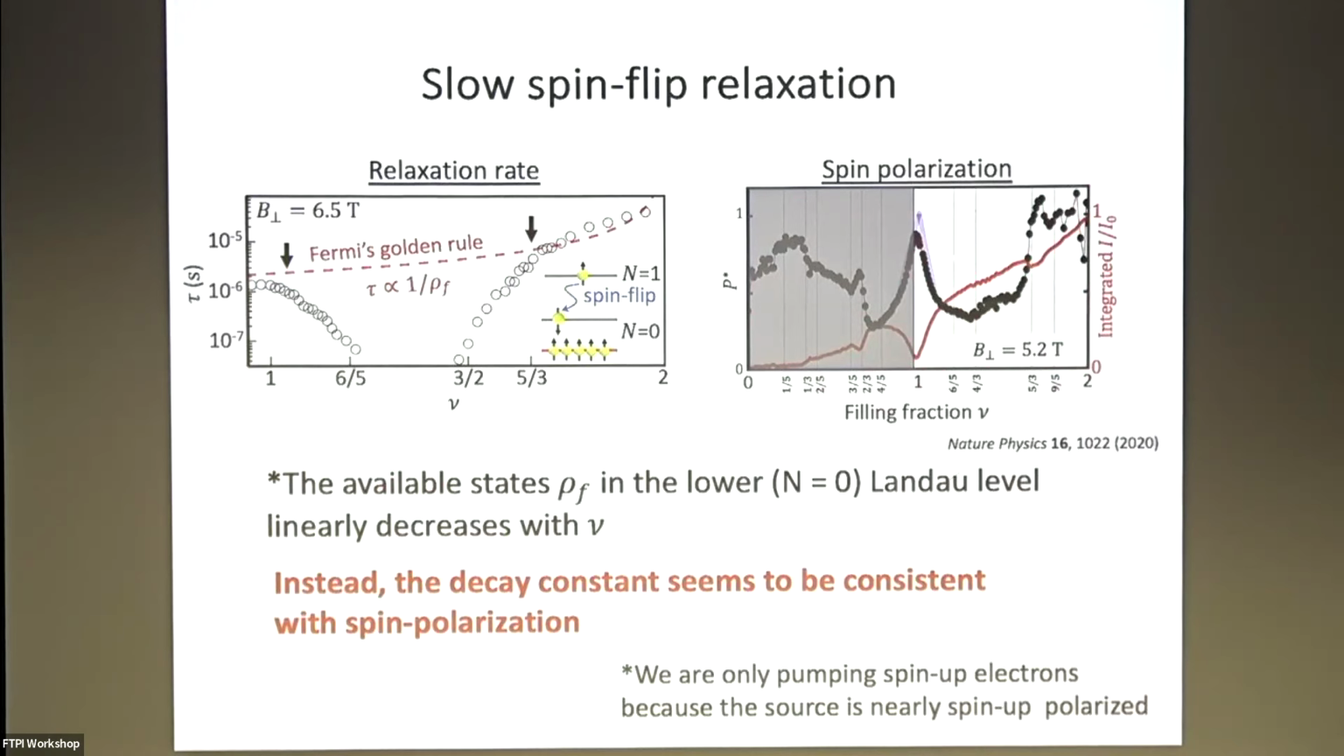And you see that here where the system is spin polarized, the times are long, and then the times are fast where this system is spin unpolarized, but then as you go up this curve. So clearly the decay rate has to do with spin, and it makes sense that it should have something to do with spin, because we're injecting spin up electrons into the n equals 1 Landau level. They have to flip their spin.